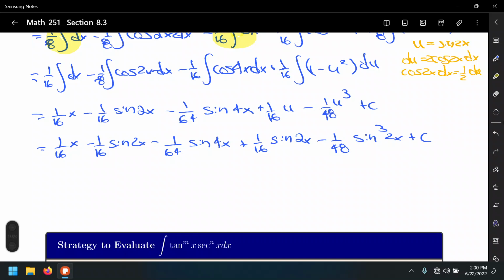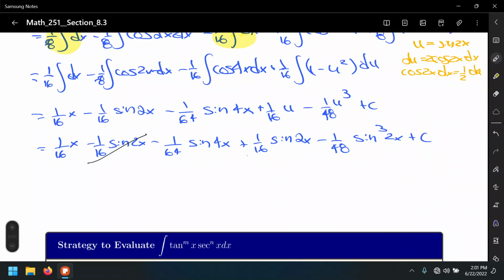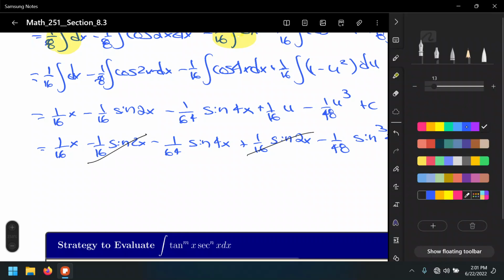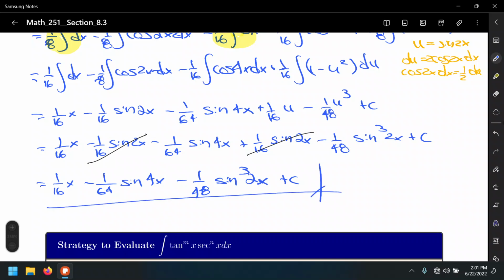However, did you notice something interesting here? These two cancel. And so we have 1/16 x minus 1/64 sine 4x minus 1/48 sine cubed 2x plus c. Final answer.